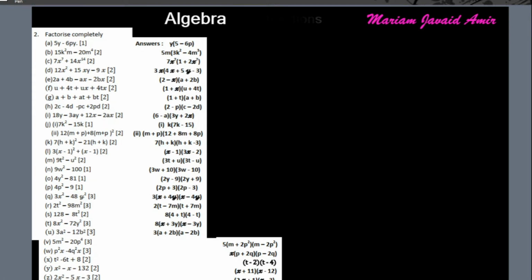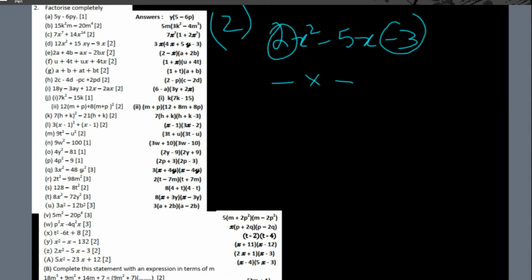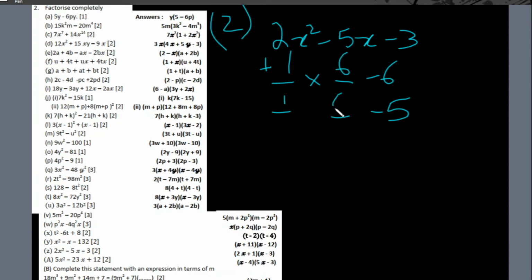Part Z, x square minus 5x minus 3, and now break the middle term. Multiplication should give us 2 times minus 3, which is minus 6, and addition should give us minus 5. So let's try minus 1, plus 1 times 6. The 6 should have a negative sign.